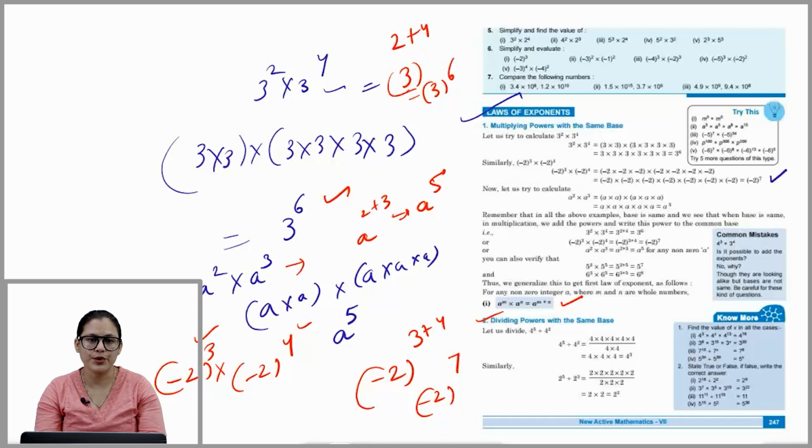Number 2, dividing powers with the same base. Let us divide 4 raised to the power 5 by 4 raised to the power 2. So, when we divide, what will we get? We will get 4 raised to the power 3. Similarly, in this case, we will get 2 raised to the power 2.